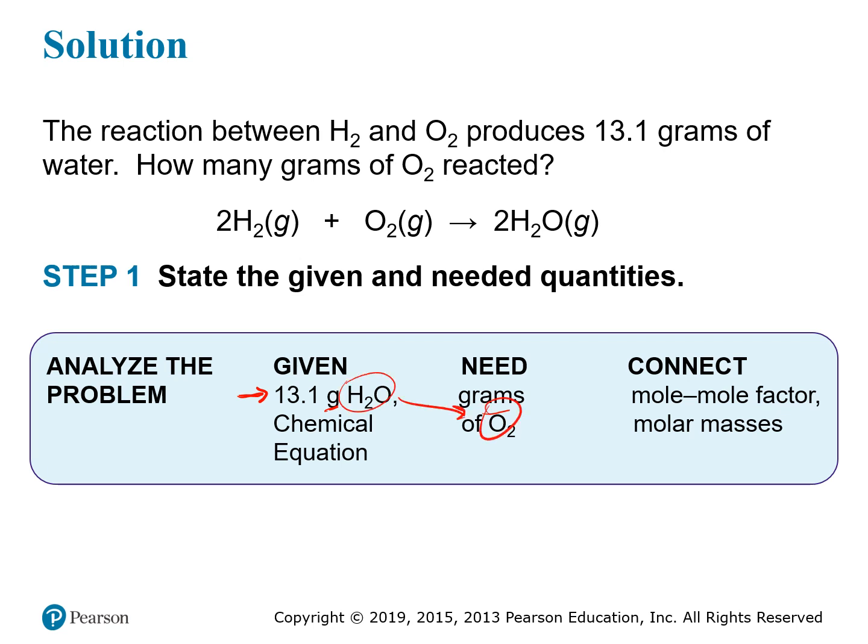So once we know that, we should understand that at some point we're going to need to use the ratio between water and oxygen from the chemical equation. We should also understand that because we're given masses, we're going to need molar masses in order to convert from mass to moles. We need to do that before we can apply the mole-to-mole factor from the equation.